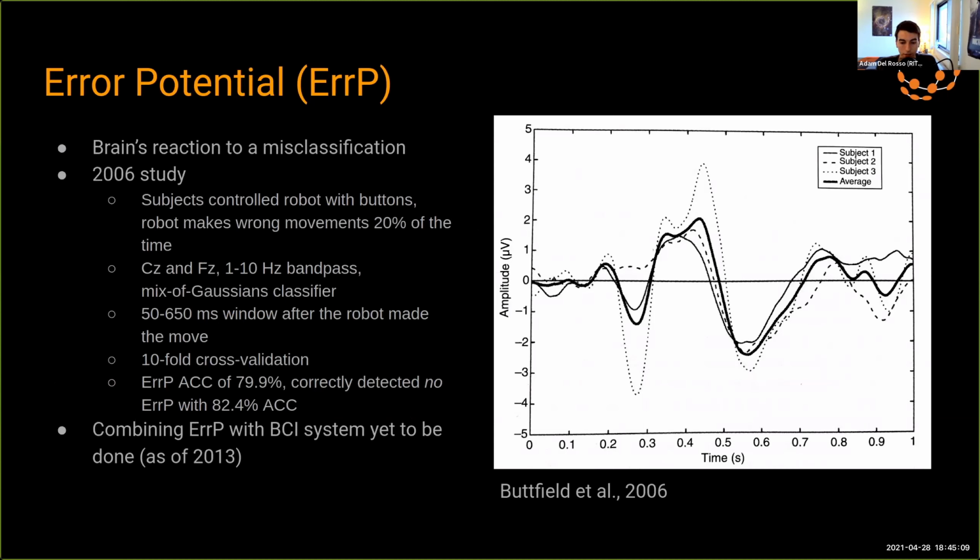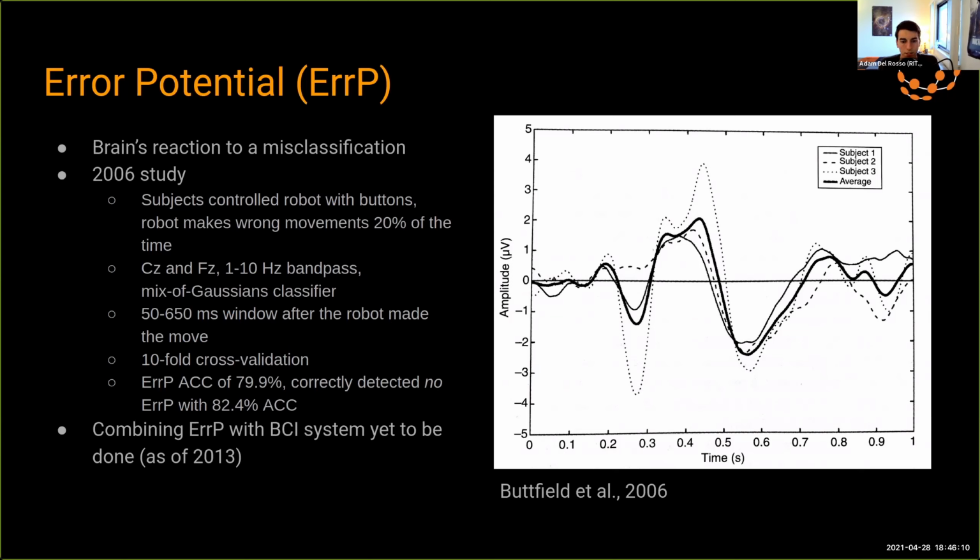Error potential is really interesting and has really been studied more just over the past decade or so, so more recent. The brain has a detectable response to misclassification, whether it's in the use of a BCI or something else. One of these early studies was actually just controlling a robot with a controller. It wasn't a BCI system controlling the robot, just a controller. And every so often, that robot would make an incorrect move. And sure enough, with the right electrode locations, in this case CZ and FC, looking at, I guess, somewhere in the 1 to 10 hertz range, you're able to see a pretty distinct waveform in the time domain.